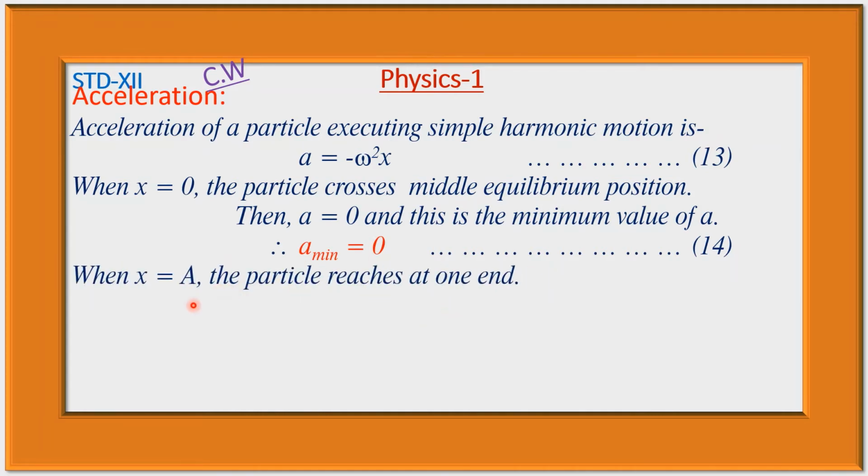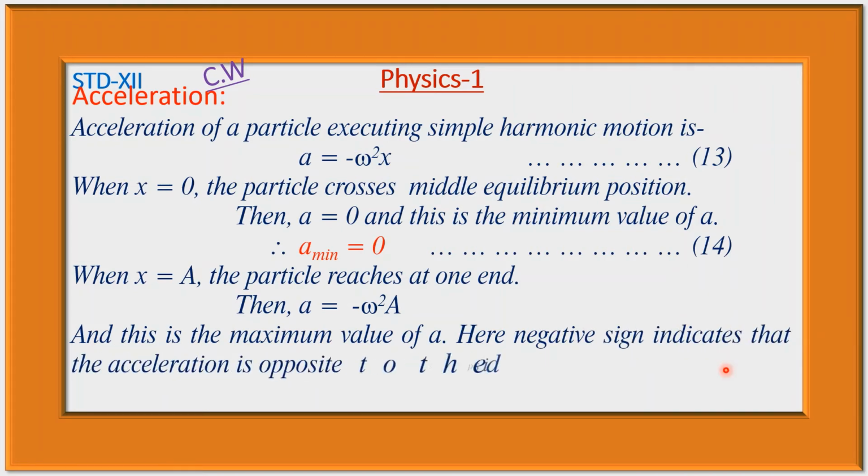When x is equal to a, the particle reaches one end, that is maximum displacement. At maximum displacement, a is equal to minus omega square into a, and this is the maximum value of acceleration.